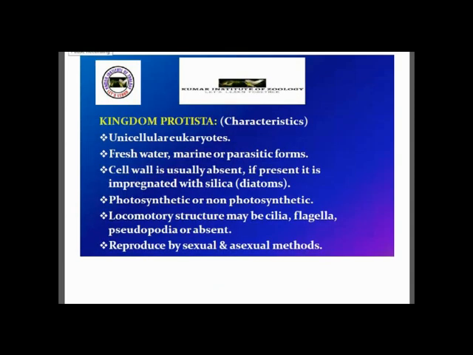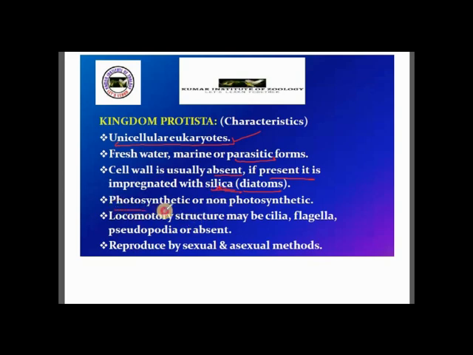The next kingdom is kingdom Protista. Here all protists are unicellular eukaryotic organisms. First point, they are freshwater, marine water or parasitic forms. The cell wall is usually absent in the Protista. If present, it is with silica, as in diatoms. In the diatoms, the cell wall is with silica.